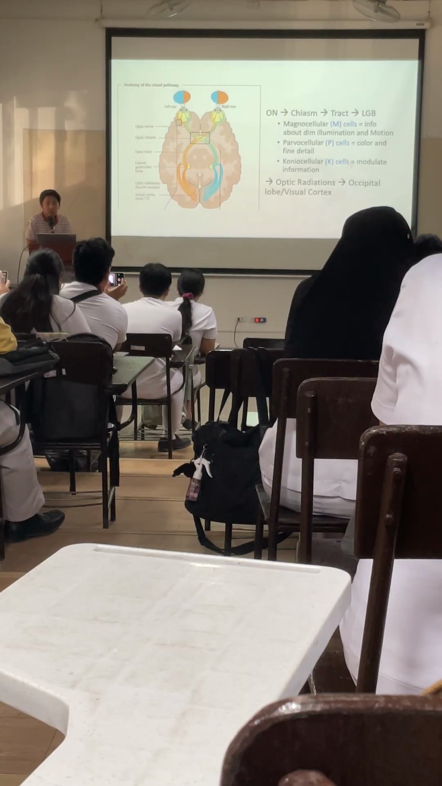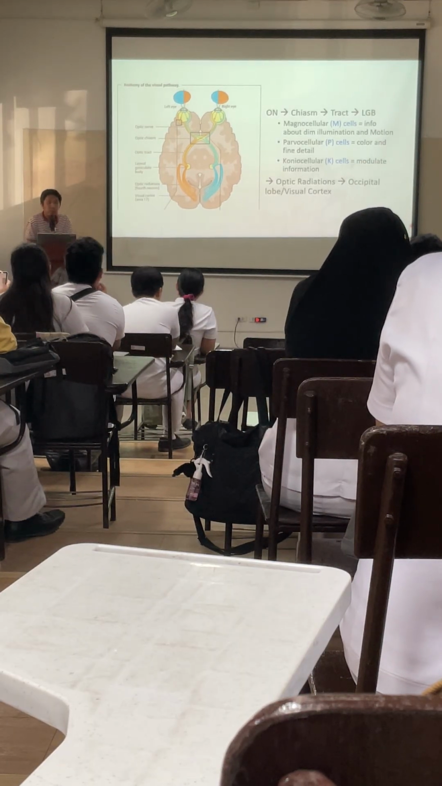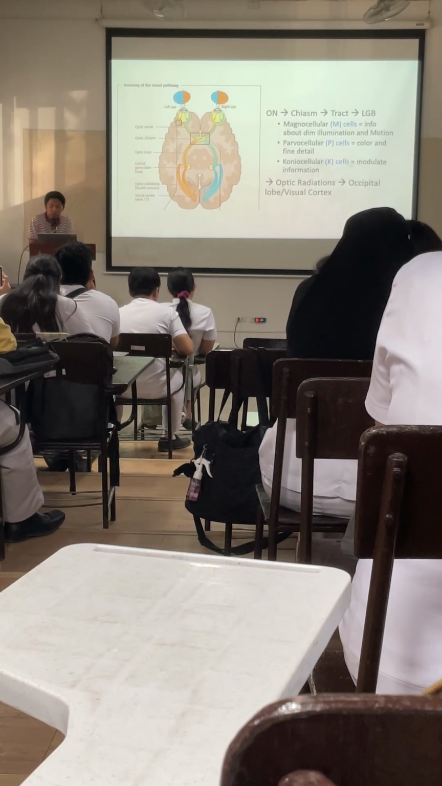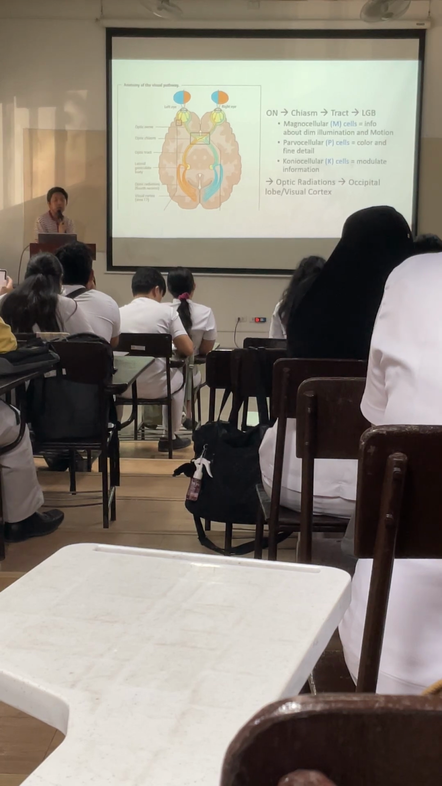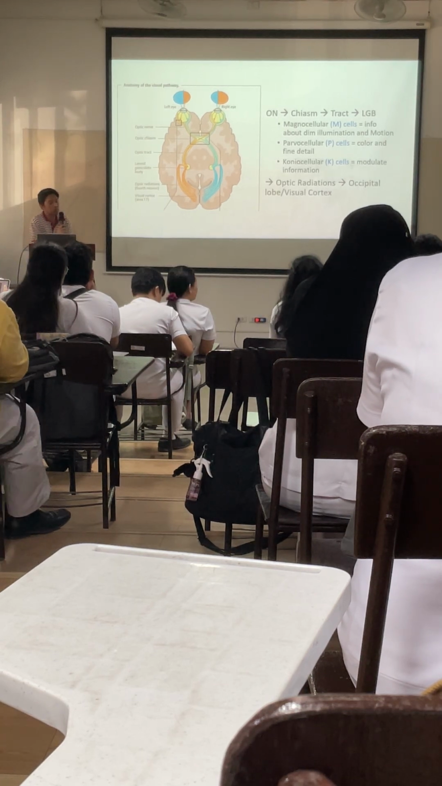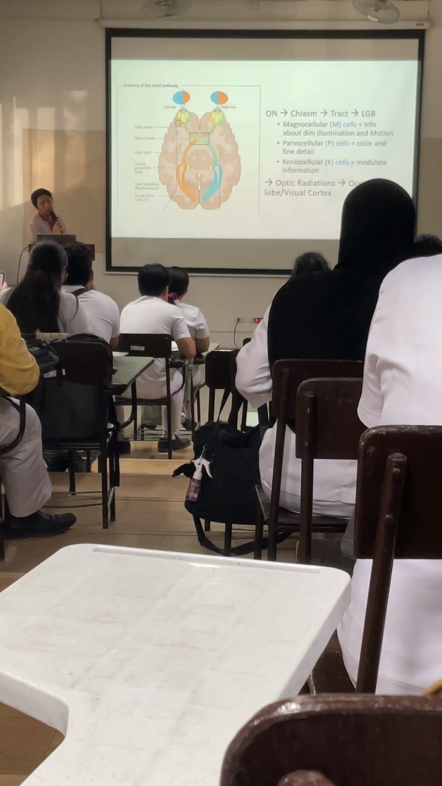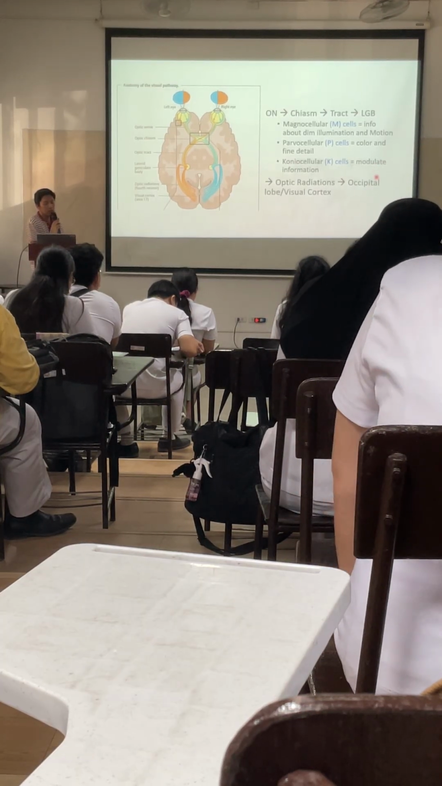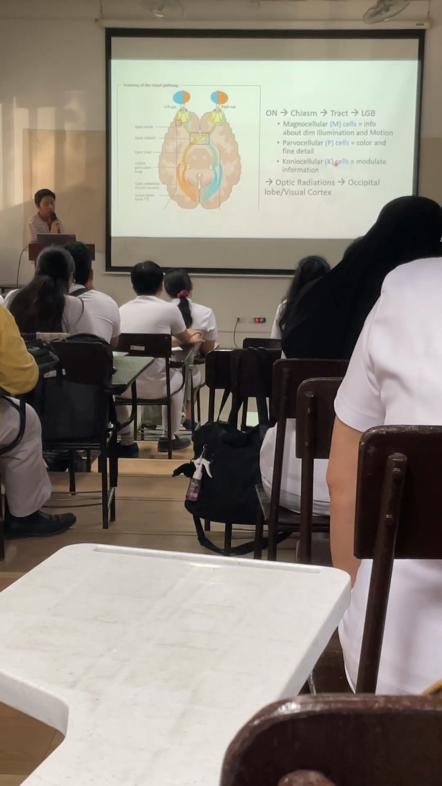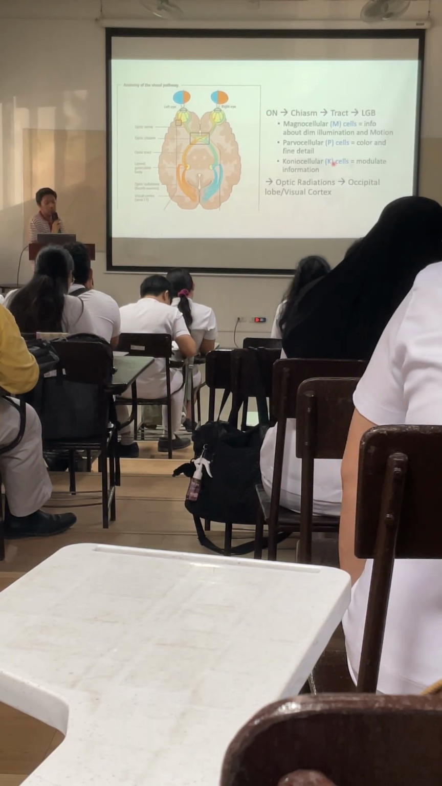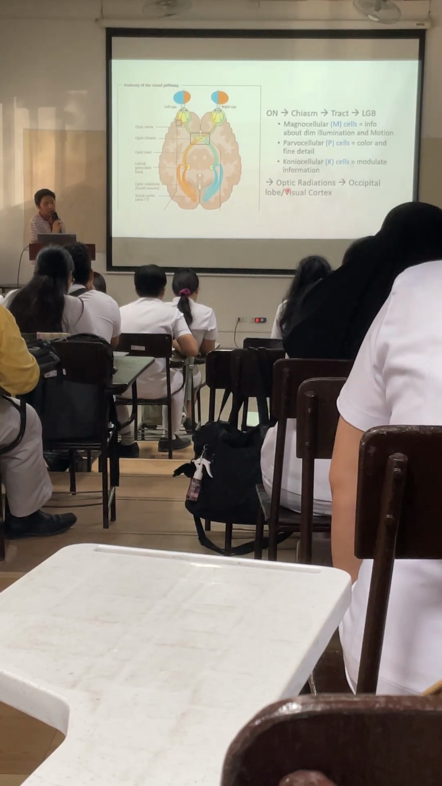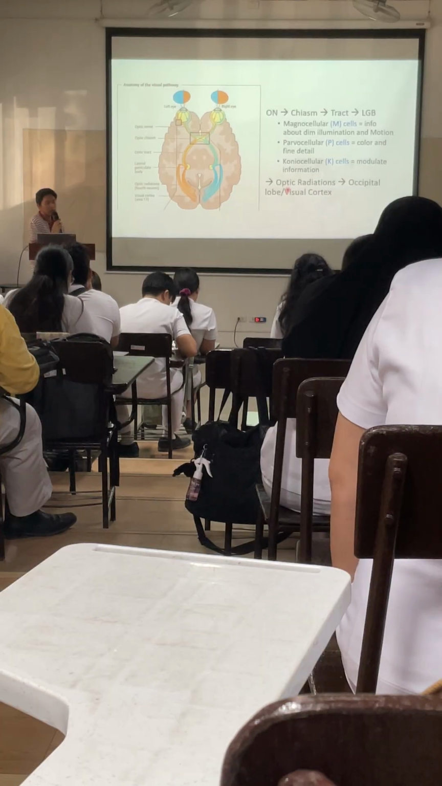So from your optic nerve, information is sent to your optic chiasm, then eventually it would split to your optic tract, and then to your lateral geniculate body or LGB, which would contain either M cells, P cells, or K cells. So different cells have different functions. Your magnocellular cells, or M cells, receive information for illumination and motion. So M cells, motion. Parvocellular or P cells receive color and fine details. So fine details. And then koniocellular or K cells modulate information.